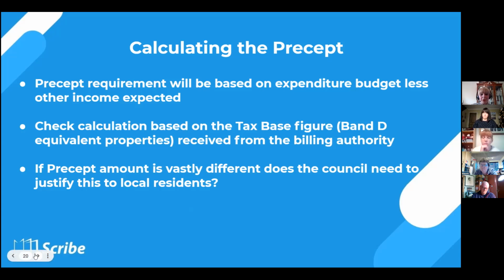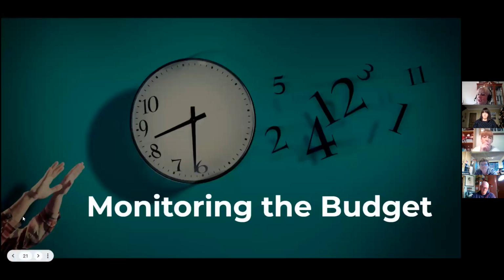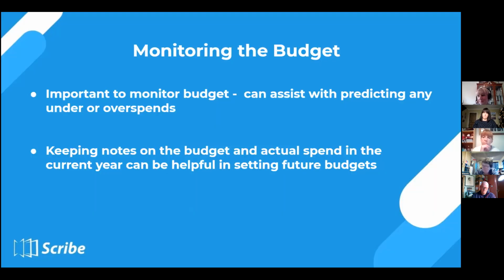Monitoring the budget. So the budget process is looking closely at all expected income and expenditure items for the following year, taking into account what has been spent on those items over the last few years to achieve your correct precept amount. It's a good idea to monitor your budget throughout the year, as this can then assist you with predicting any underspends or overspends. Keeping track of your budget throughout the year is a good exercise to help when preparing for future budgets, and keeps the council informed of their current spending and if the budget amounts approved were adequate.